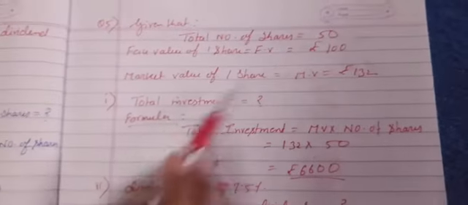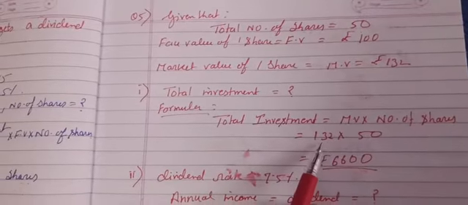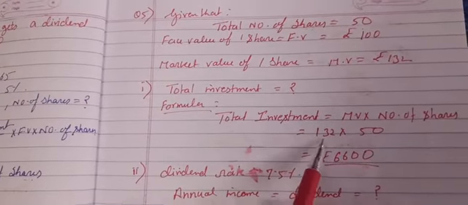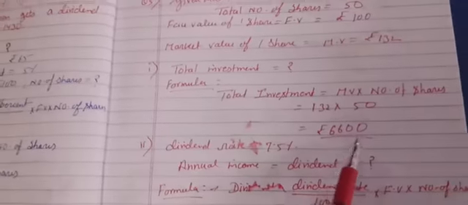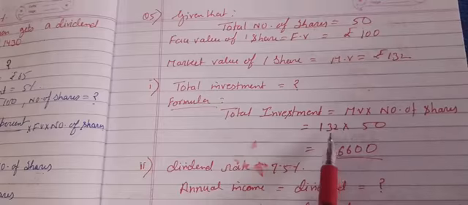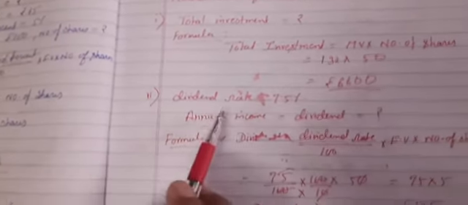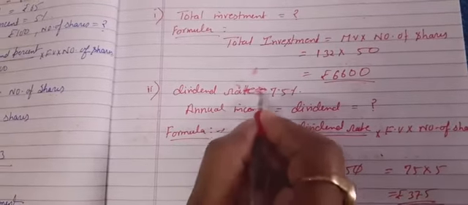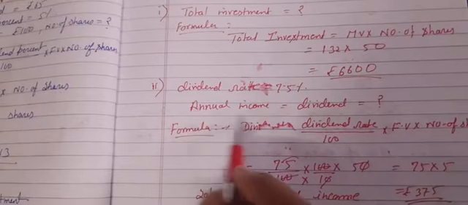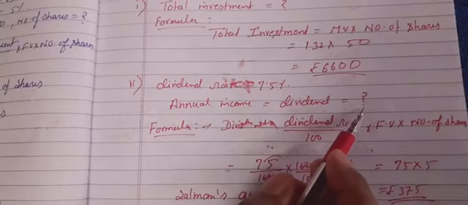So let's see what I did here. I have just copied what is given, then I have used the formula total investment is equals to market value of one share into number of shares. So 132 into 50 is rupees 6600, means that person has invested rupees 6600 to buy 50 shares of rate 132. And second question says that dividend rate is 7.5%. Find out annual income. Annual income means dividend. We have to find out dividend.